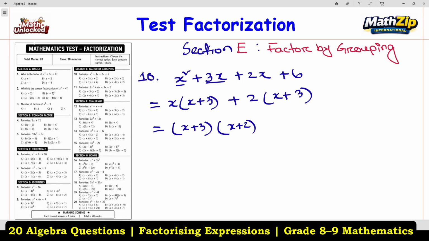So after grouping, we see number A is our right option. Which one is x plus 3 and x plus 2? This one is the question answer, A.